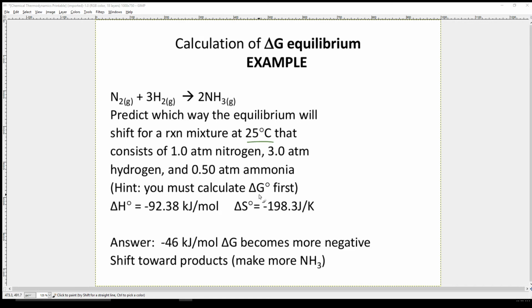So first we're going to calculate our delta G standard. Now we know this is at standard temperature, but we don't necessarily know that it's at standard pressure. So what we need to do is say, delta G standard is equal to delta H standard minus T delta S standard. And they gave us those numbers. That's nice. We don't have to calculate it all out. Negative 92.38 minus T, 298, times delta S, negative 198.3.